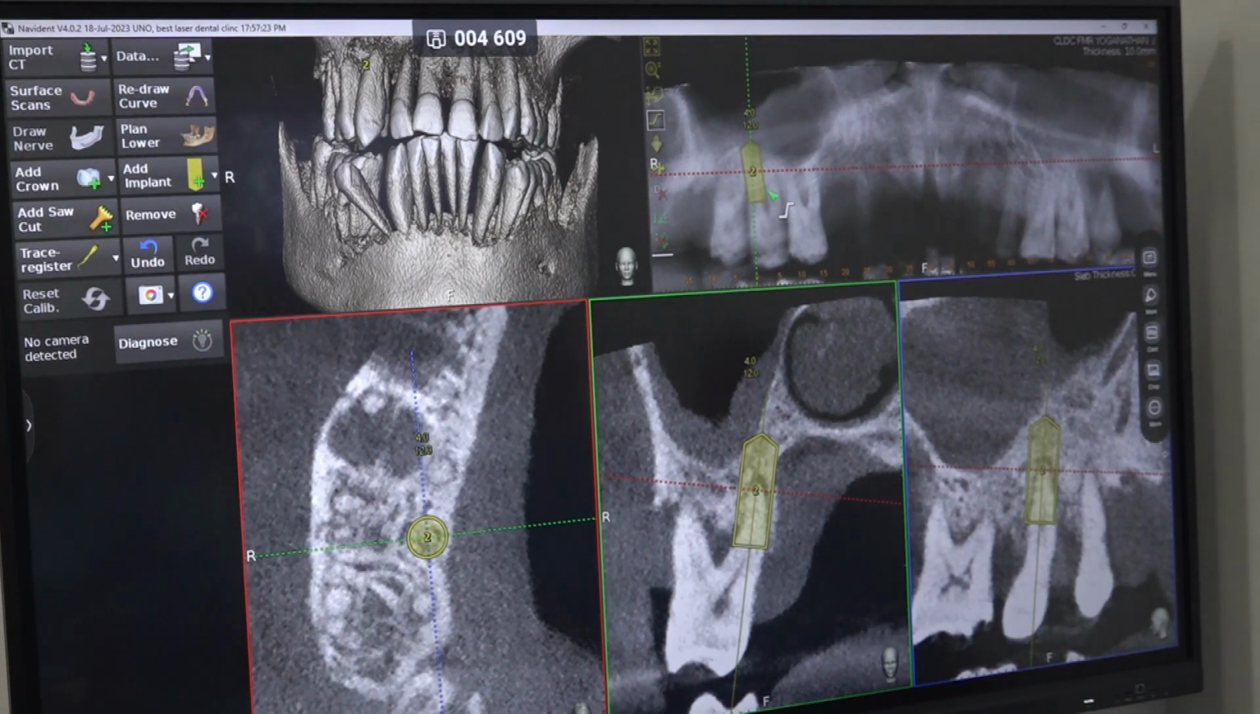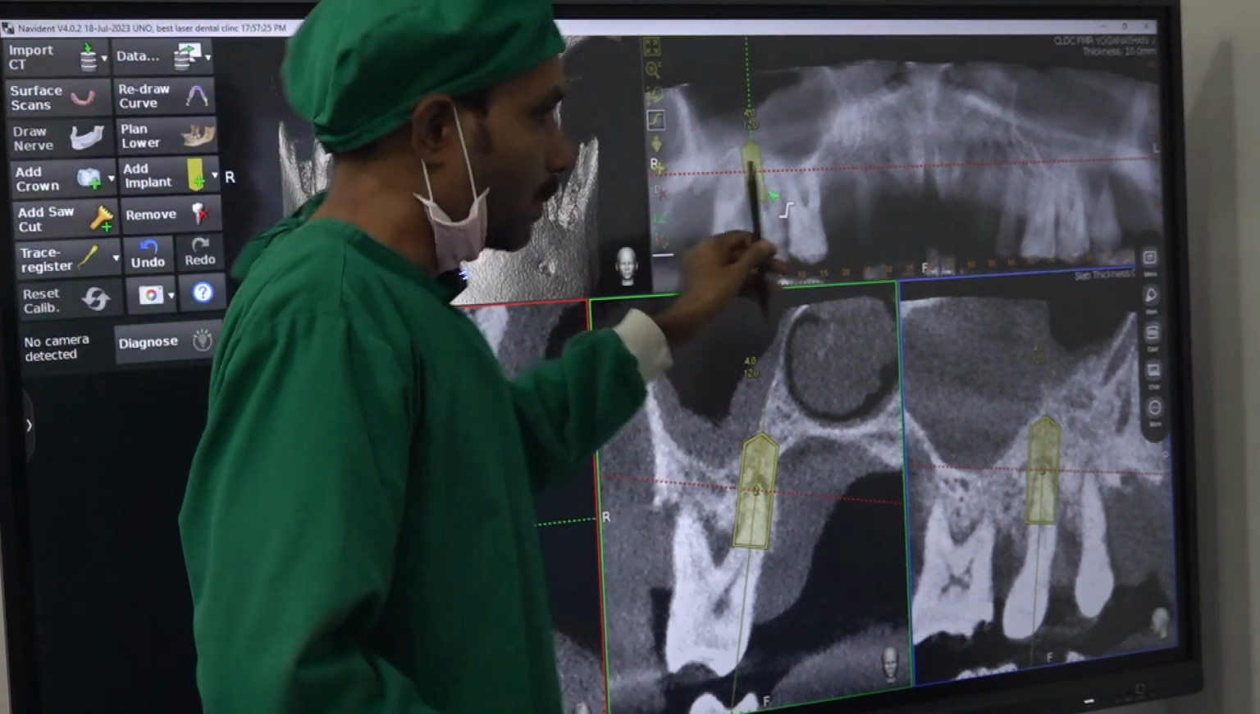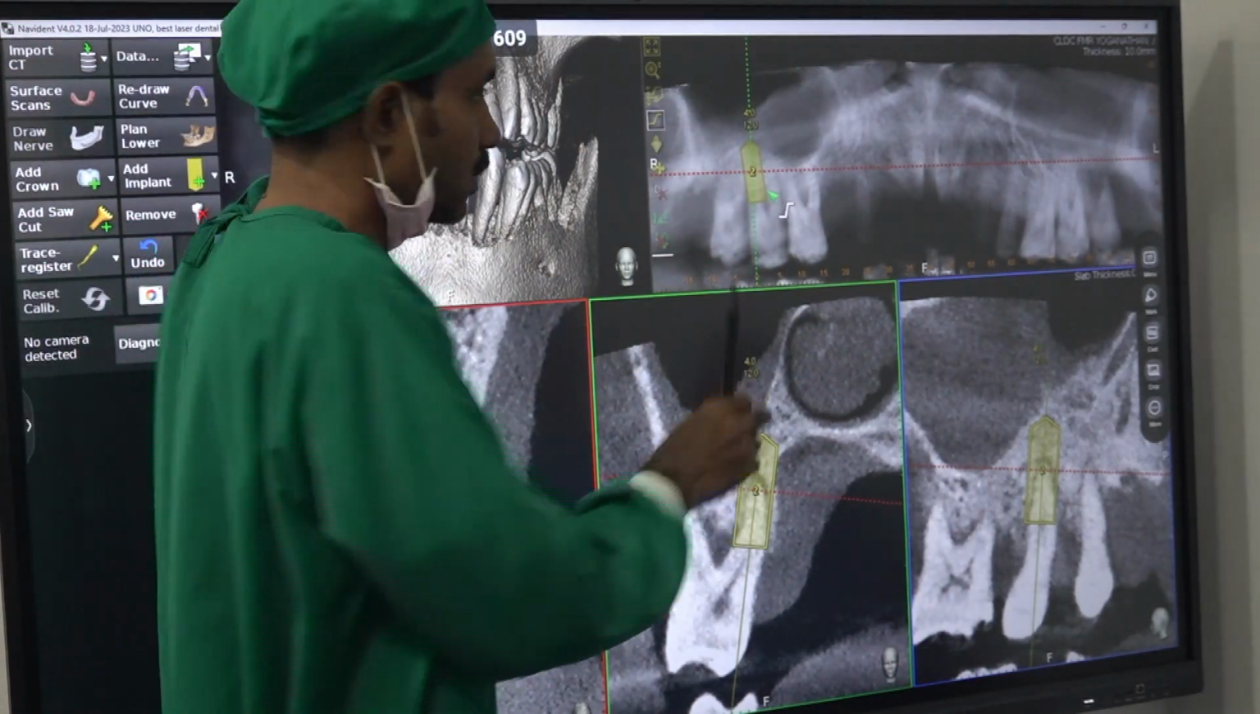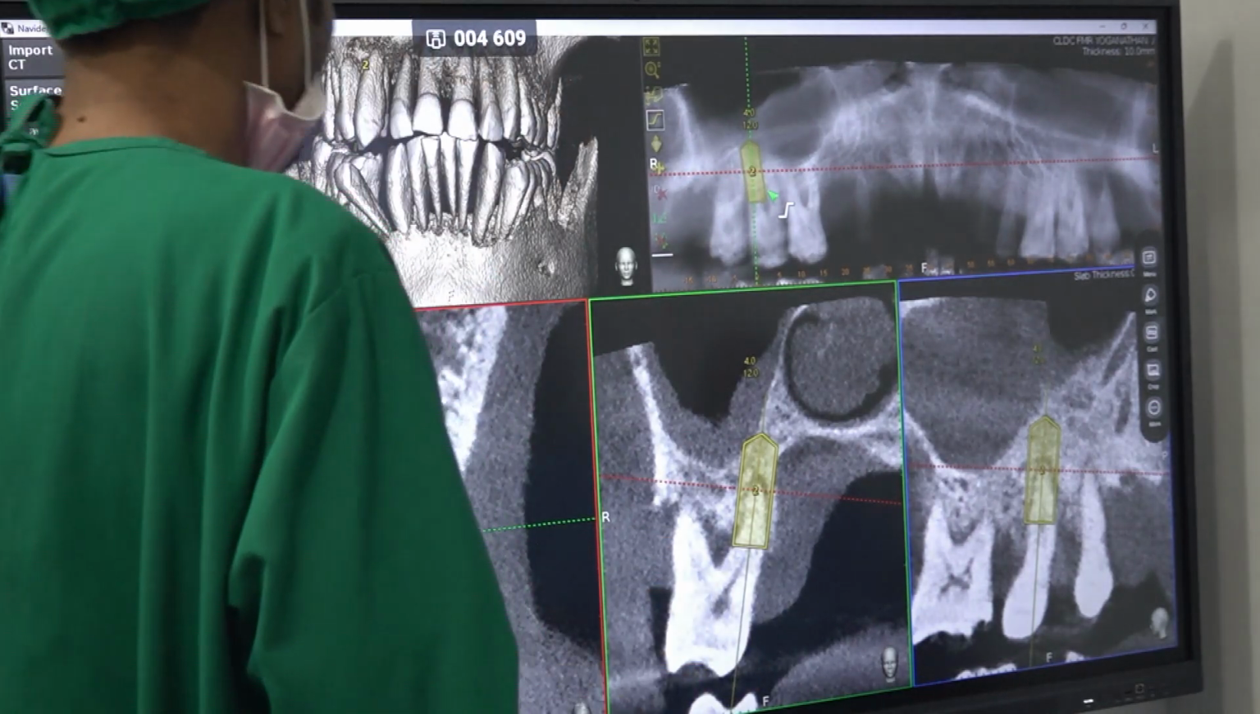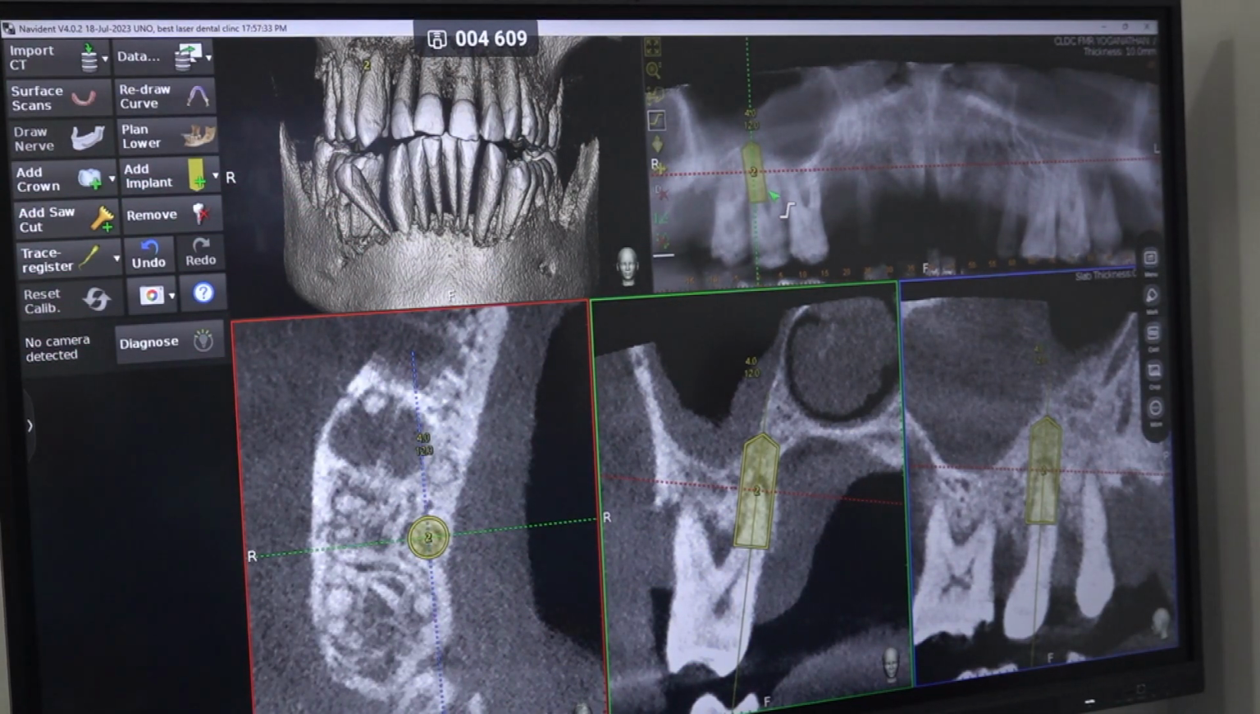The advantage is the abutment will be in a decent position. If you put pterygoid, it will be projecting, and prosthetic steps will be difficult. So what we are planning is 2 implants.